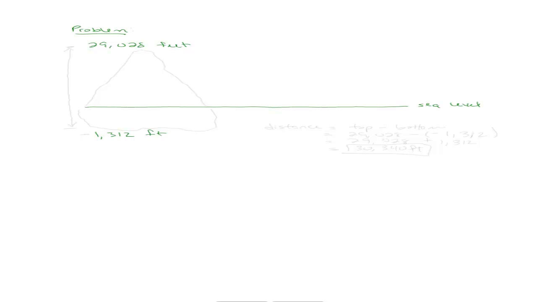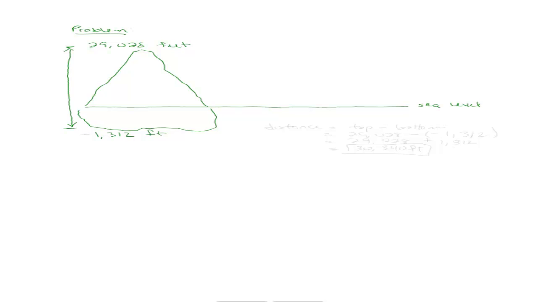So let's say here's sea level. We have 29,028 feet, that's Mount Everest. And the Dead Sea is right here, and that's 1,312 feet below sea level. They want to know how much higher Mount Everest is than the Dead Sea. So they want to know, here's the Dead Sea, here's Mount Everest, what is the distance between these two points right here?